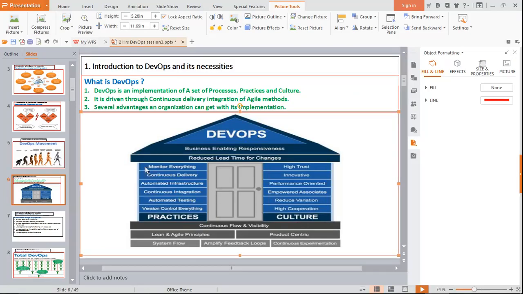One of the practices is to monitor everything, whatever is happening in the project. Even if a small iteration or sprint cycle is there, that needs to be identified, and continuous monitoring and continuous delivery need to happen, as we have seen in the earlier DevOps movement slide. Continuous delivery is part of this Agile methodology. Then that needs to be practiced, along with automated infrastructure.